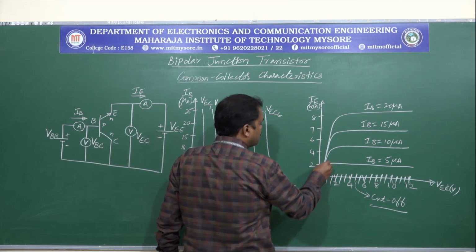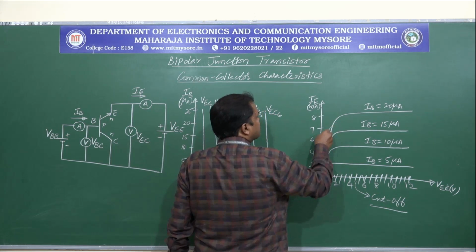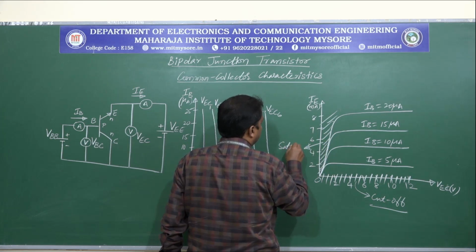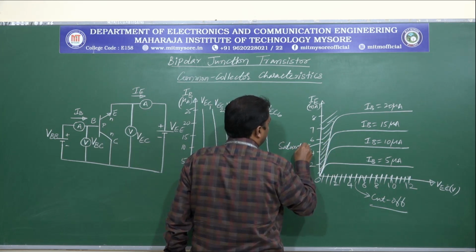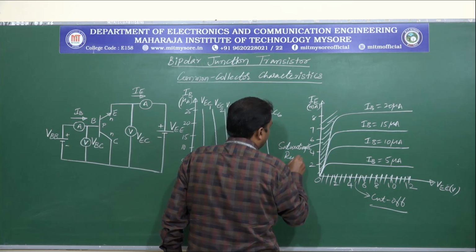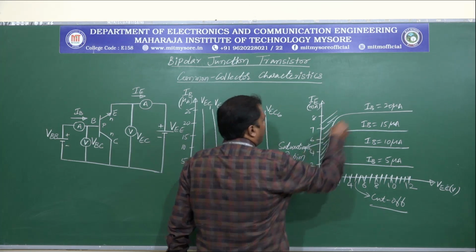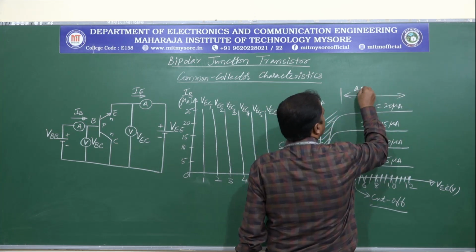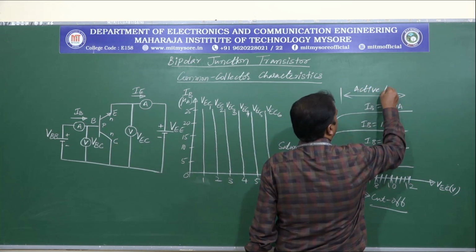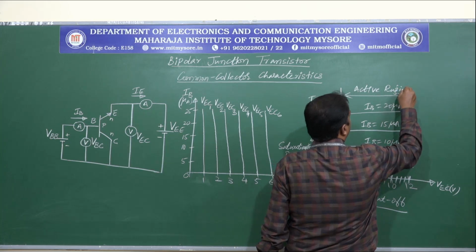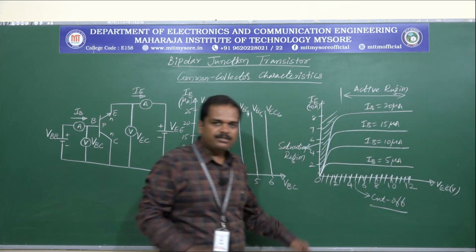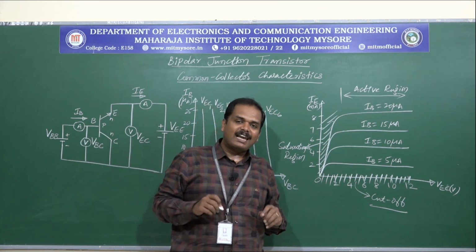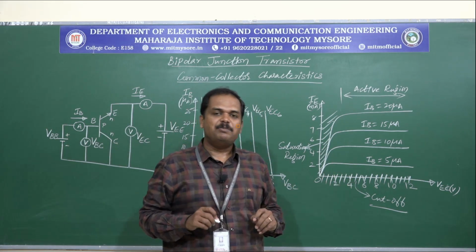So here this region we'll call the saturation region, and this region we'll call the active region. So this is the output characteristics of common collector configuration of BJT.